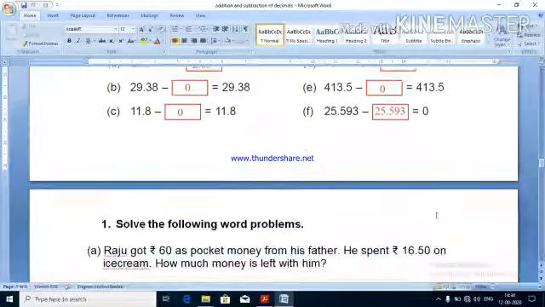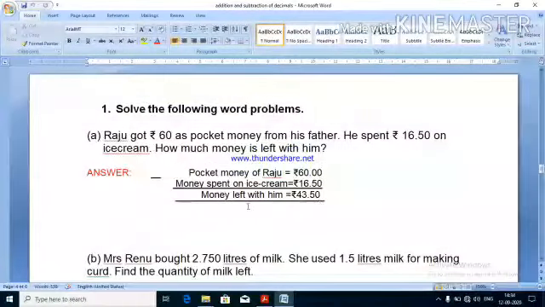In the same way, in the word problem you have to arrange the statements given in the question. Raju got rupees 60 as pocket money from his father. He spent rupees 16.50 on ice cream. How much money is left with him? So pocket money of Raju is rupees 60. Money spent on ice cream is rupees 16.50. Now you have to subtract these. You will get the money left with him, that is rupees 43.50.